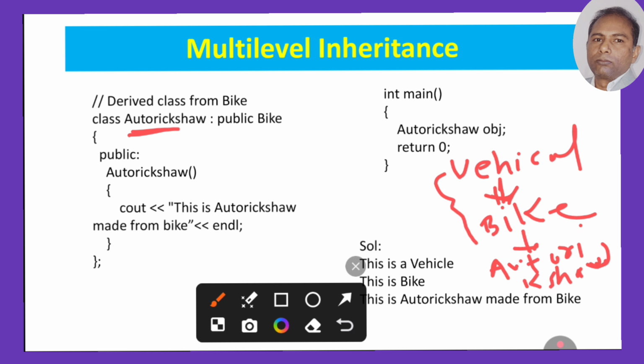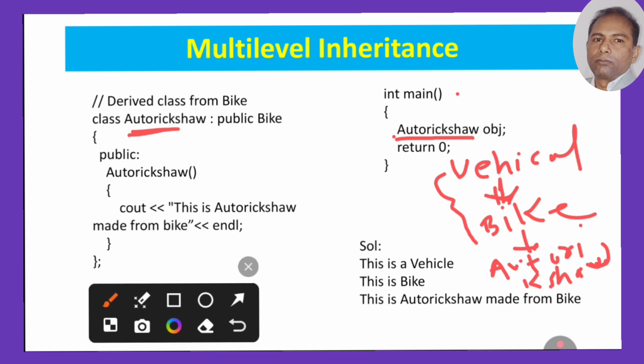Now in the main function we are making the object for the auto rickshaw class. When we make the object for the auto rickshaw class, we will have the output: this is the vehicle, this is bike, and this is auto rickshaw made from bike. So like this we are having the multi-level inheritance.